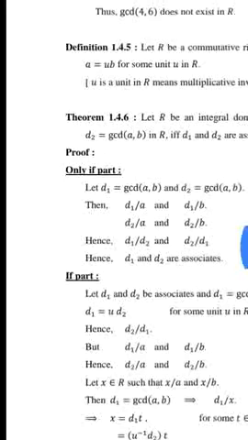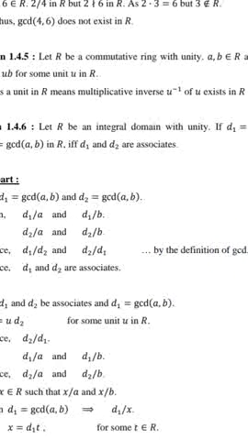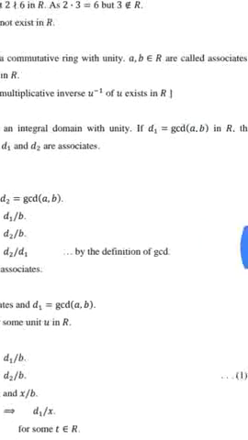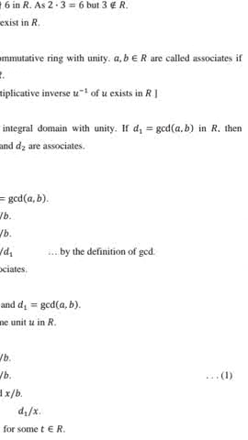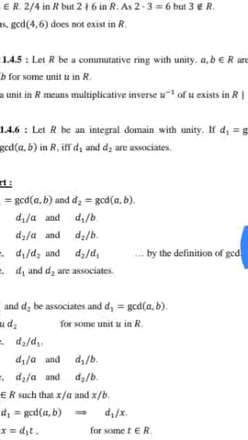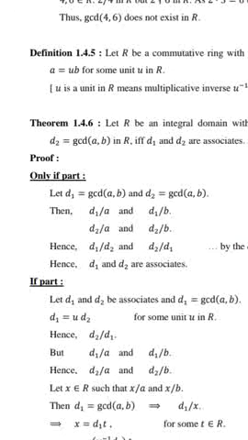Next one, theorem. Let R be an integral domain with unity. If d1 is equal to GCD of A, B in R, then d2 is equal to GCD of A, B in R if and only if d1 and d2 are associates.